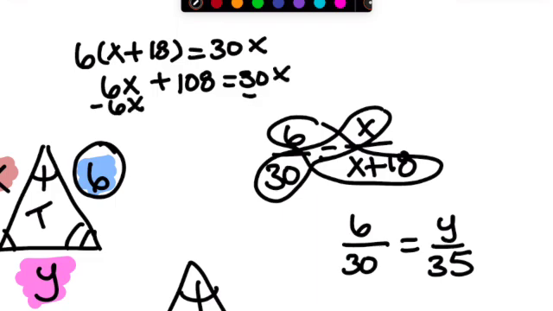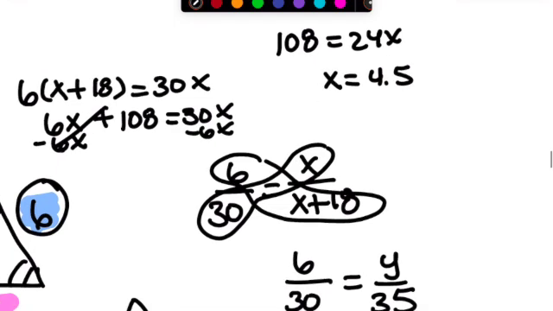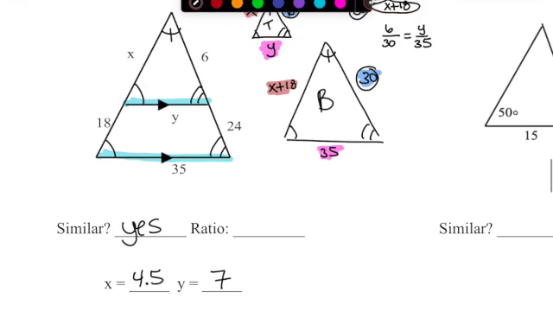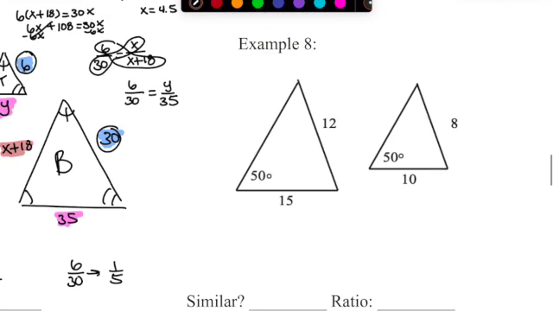I will subtract 6X on both sides, and I get 108 equals 24X. Then we're going to divide both sides by 24, and I get that X is 4.5. So the ratio that I found is, remember, 6 over 30, and that's going to simplify to 1/5. Okay, let's take a look at number 8.